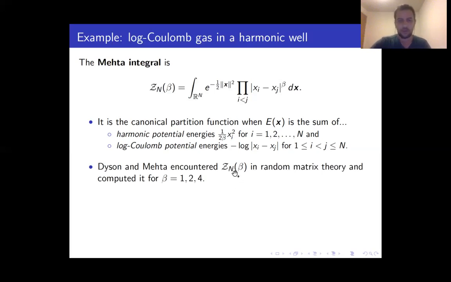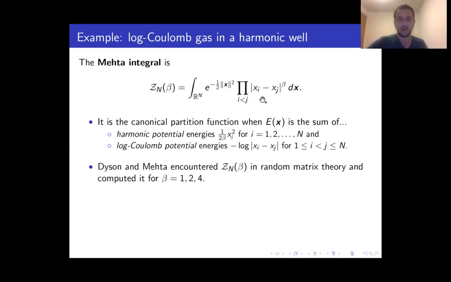This integral showed up in random matrix theory in the 60s. It's named after Mehta because of this. Dyson and Mehta realized that this was actually the normalization for a probability density function that determines how the eigenvalues of certain random matrices are distributed.